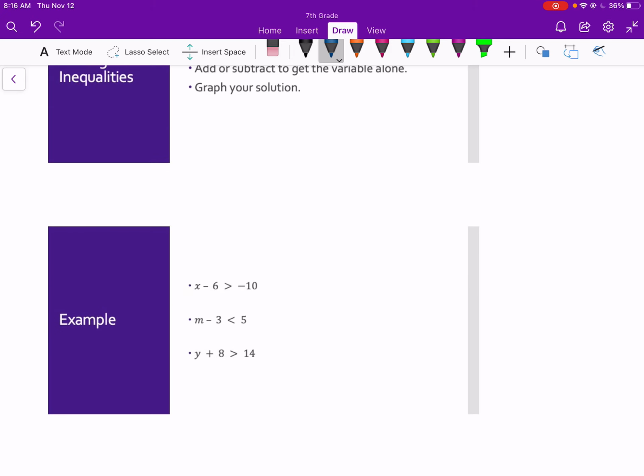So when we're over here, we see we have x minus 6 is greater than negative 10. Trying to get x by itself. And I know the opposite of subtracting 6 is adding 6, so I'm going to add 6 to both sides to get x is greater than negative 4. So that's my solved inequality. Now I just have to graph it.